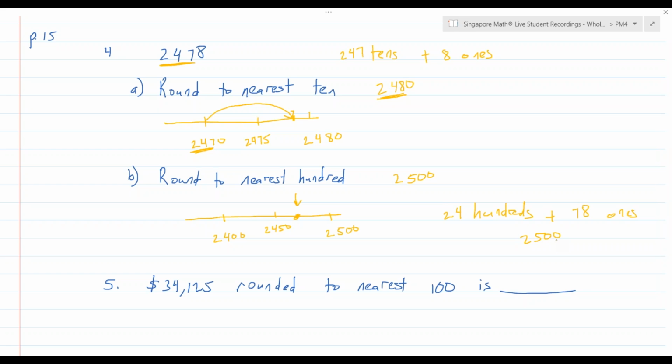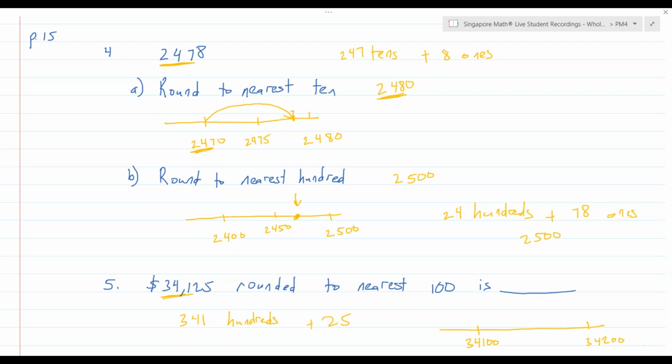Then we get the problem number 5. Mr. Ritchie sold his car for $34,125. What if we wanted to state that number, but we wanted to round it to the nearest 100? Well, I like the way of thinking of it as this is 341 hundreds plus 25. You know that half of 100 is 50, so if I've only gone 25 past that, I'm going to be closer to the 341 hundreds. 341 hundreds is the same thing as 34,100.